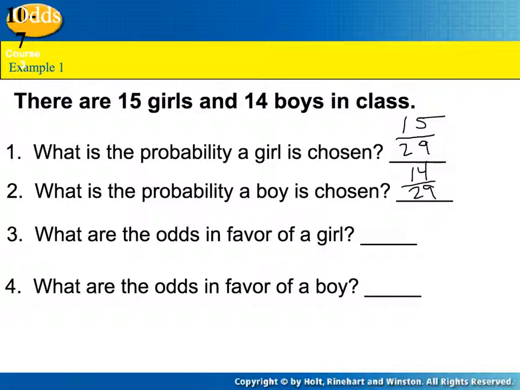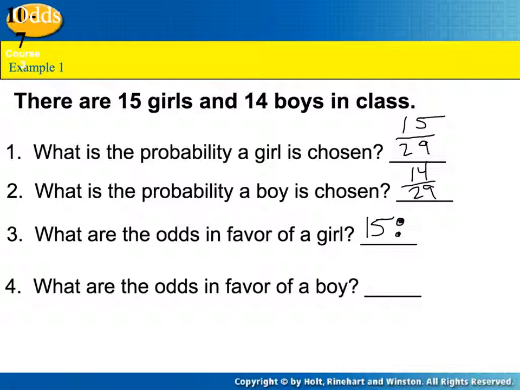Now where we look at the odds in favor of a girl, odds in favor of a boy, as I look at this problem, it states, what are the odds in favor of a girl? Well, if I'm looking for in favor of a girl, the girl comes first. Gentlemen, you should always be polite and let the girl go first. But in this one, odds in favor of a girl, the girl would go first, so I have 15 girls. Out of this class, I can choose 15 girls. Now, the question is, how much is the class not girls?